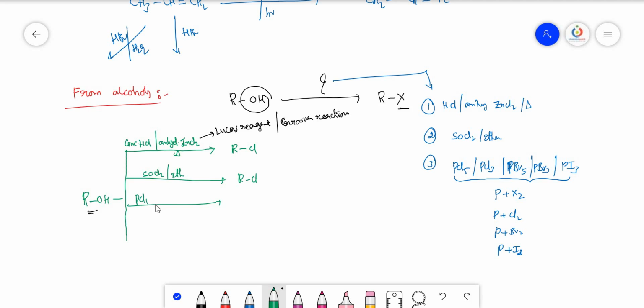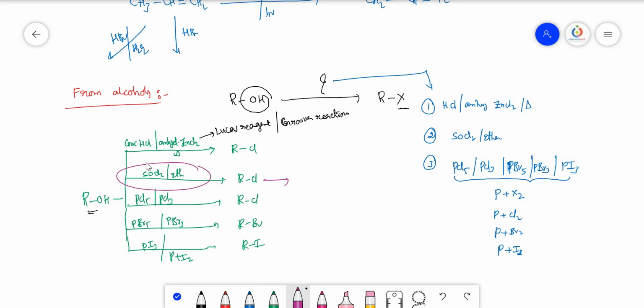And next, if you take SOCl2 in ether, you will get RCl, and if you take PCl5 or PCl3, you will get RCl. PBr5 generally does not exist as it is unstable, so PBr3 will give RBr. If you want the phosphorus iodine combination, PI3 or P plus I2, you will get the alkyl iodides. And in these reactions, the purest method that is helpful in the preparation of alkyl halides is using SOCl2. The reaction is called the Darzens reaction.